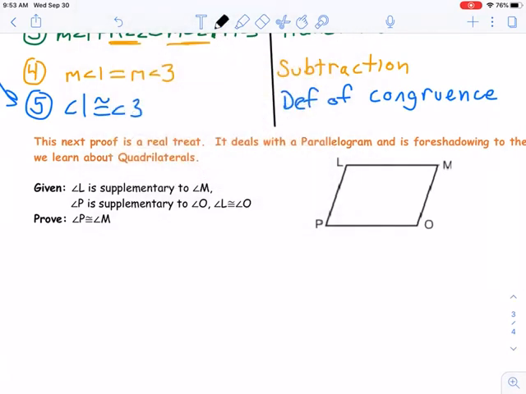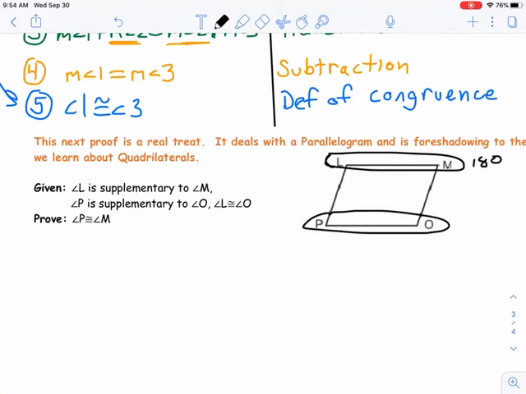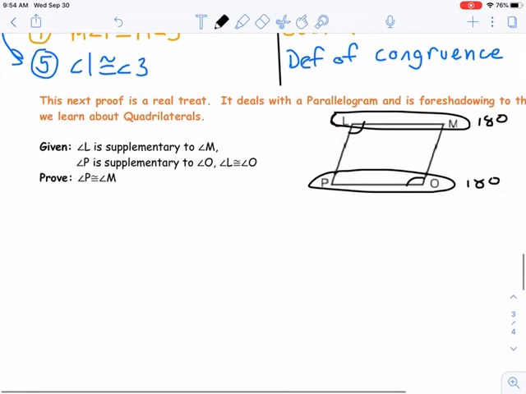Alright, so we actually have a picture that we want to actually label this time. L and M. Let's just kind of do this, some chicken scratch. 180. P and O are 180. And L and O are congruent. Alright, we're going to prove that P is congruent to M.